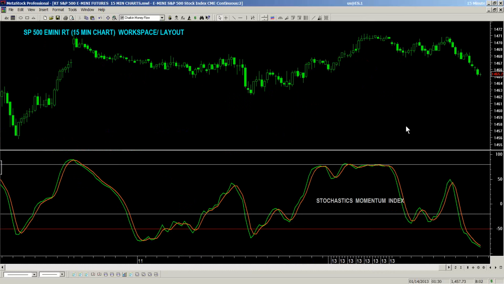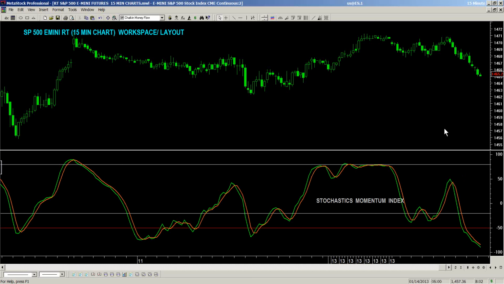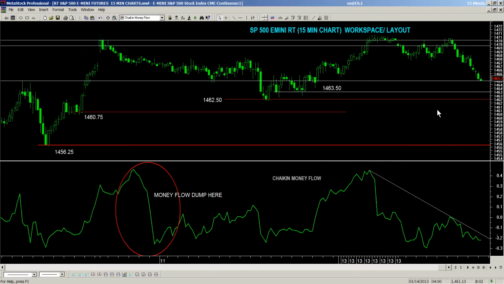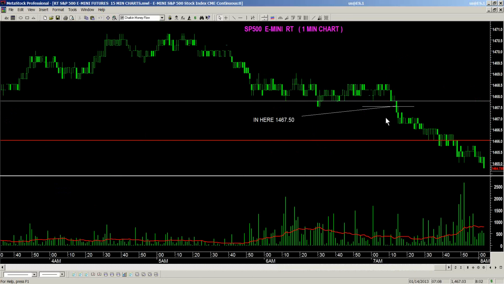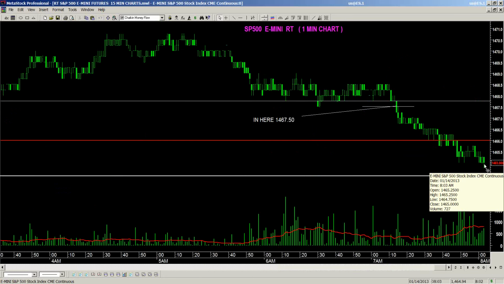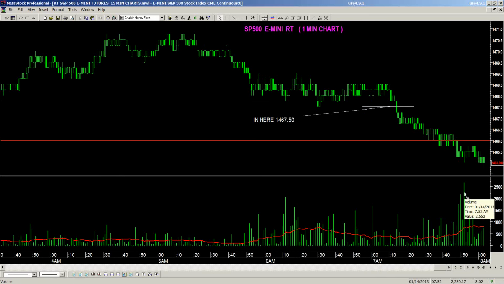Always continuously looking at the relationship between the 15-minute indicators, their current levels at the hard right edge, as compared to the 1-minute chart. Here we are. More downward movement here. This is what we needed. The volume here, we expect at this point is additional selling: 2,653 contracts on the 7:52 a.m. Eastern Standard Time bar.